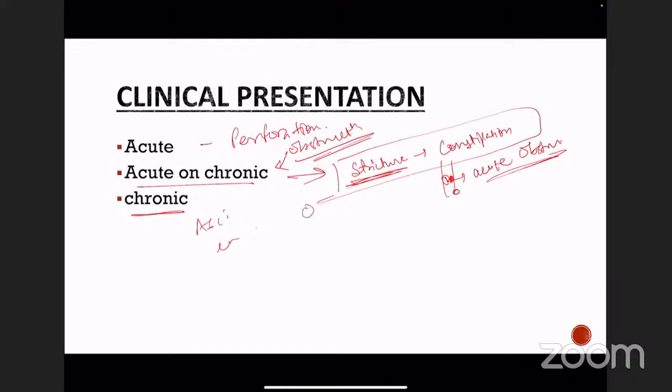Why? Because of ulceration or because of any hyperplastic changes in the bowel. Such things will lead to chronic complications, or a fissure if the patient is having anorectosigmoid involvement. So these are the chronic patients who will have this sort of complaint. So we can classify patients into three categories: acute, acute on chronic, and chronic. Right. So this was about the basic thing.